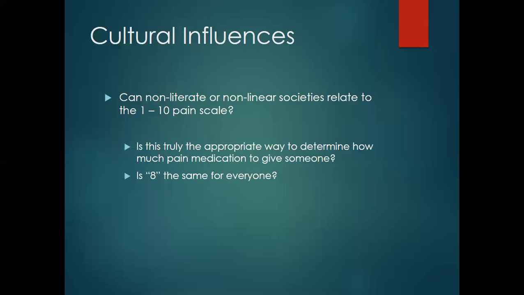So there's also cultural influences, and let's use something that we use in clinical research as an example, a clinical trial for pain. We're asking a patient to give us a scale of 1 to 10, 1 little or no pain, 10 the most severe pain they've ever had. And so the question is, someone who's not literate or in a nonlinear society, do they even understand this, and what does it mean? So the question comes up from an ethical standpoint: is it really an appropriate way to determine how much pain a person has, to then determine the medication to give someone, if they don't understand the pain scale? So, is an 8 from one person the same as an 8 from someone else?